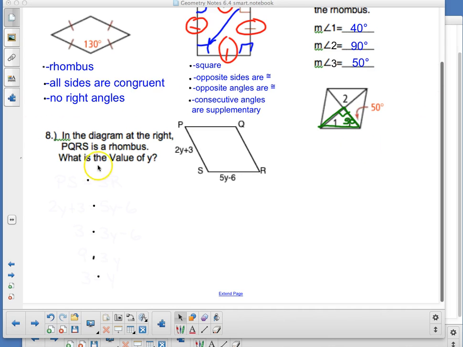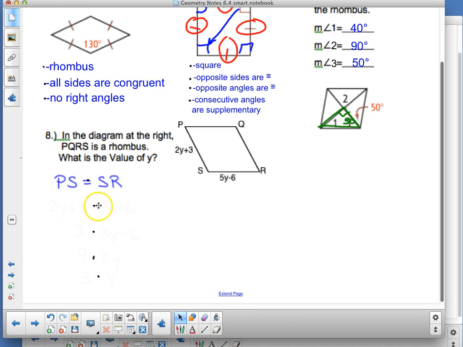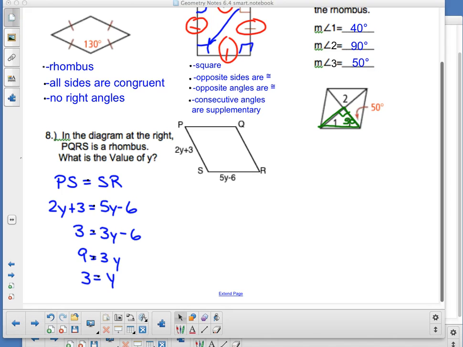Okay, your last one should be PS is equal to SR and Y is 3. Did I need to find anything else? No. So we're good. We got it made. We're okay.